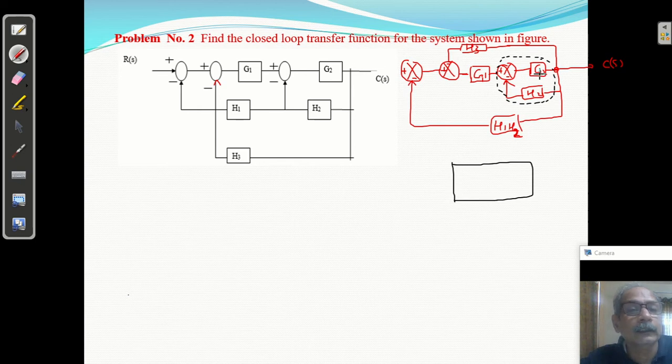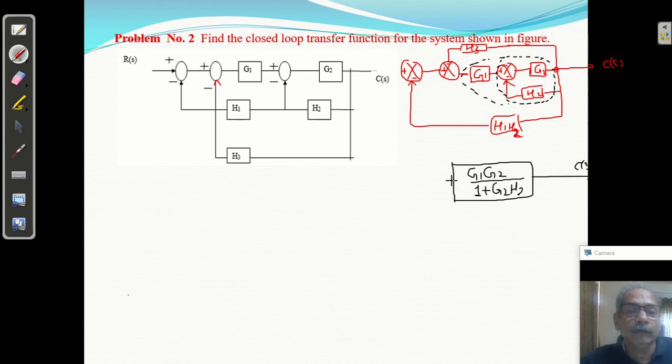This is G2 upon 1 with negative feedback, so it is 1 plus G2H2. So you will get this, and this will form a cascade with G1, so I am going to multiply by G1 also. So I have solved up to here. We have solved from here and then here, so I got this. Then the C of S, clear.